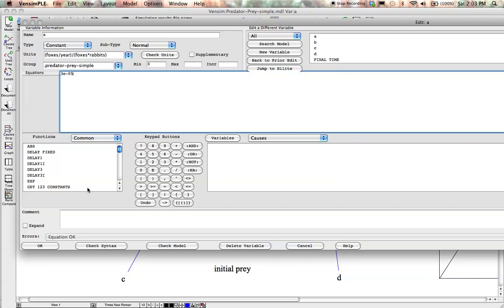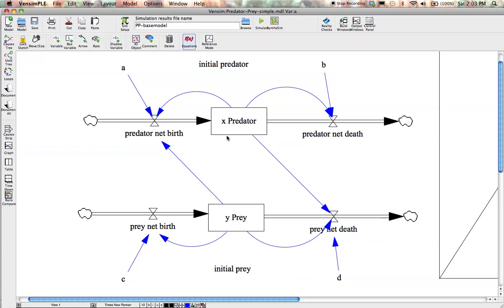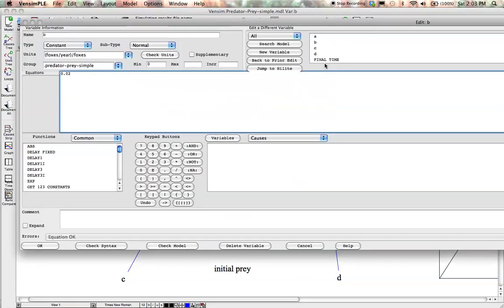Okay, we can look at the coefficient B, and the coefficient B has units of 1 per year, but that's essentially the number of foxes per year that die per unit fox. And those are the units here.